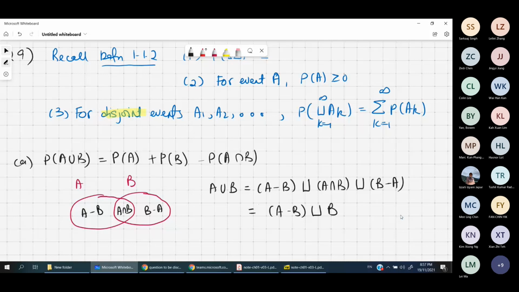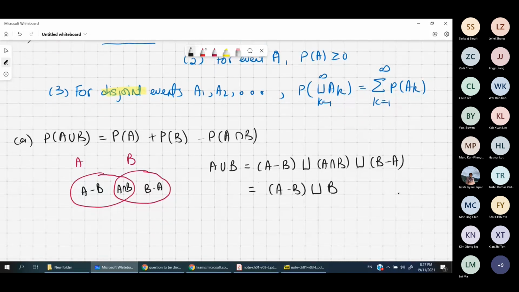Okay, we can look at B. So B is a disjoint union of A and B combined with B minus A. Okay, maybe you look at A. A is equal to the disjoint union of A minus B and A and B. So we can see this is a disjoint union, and this one is also a disjoint union.